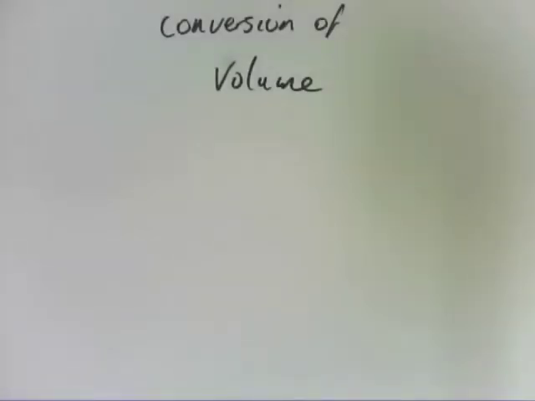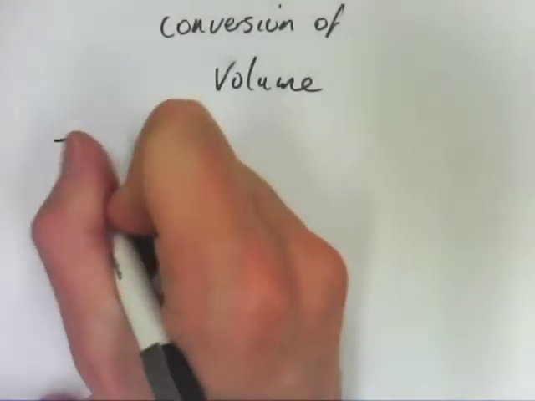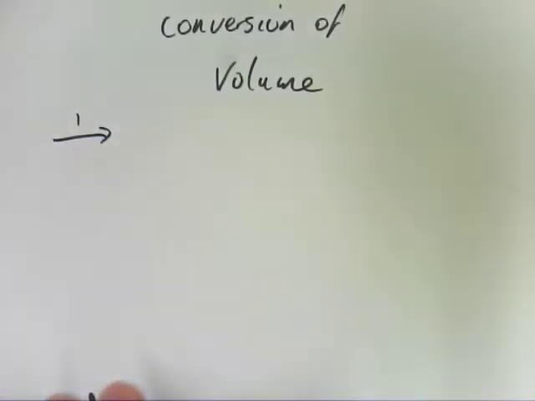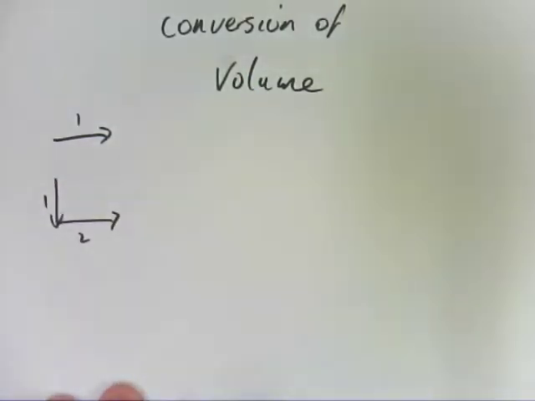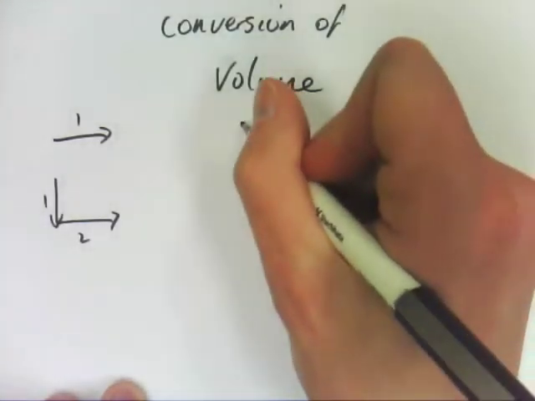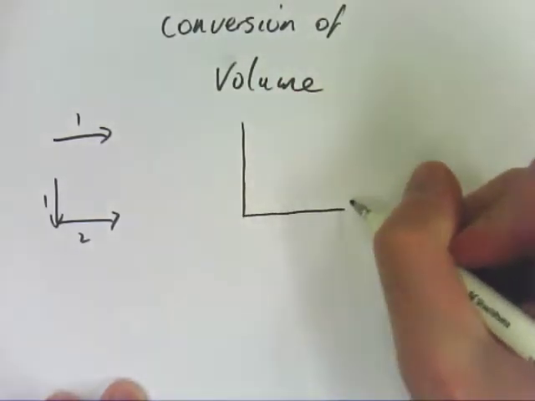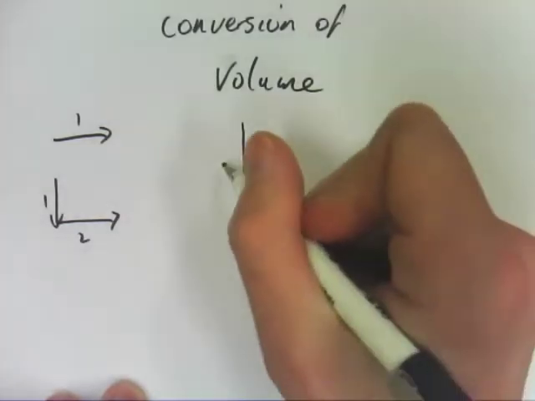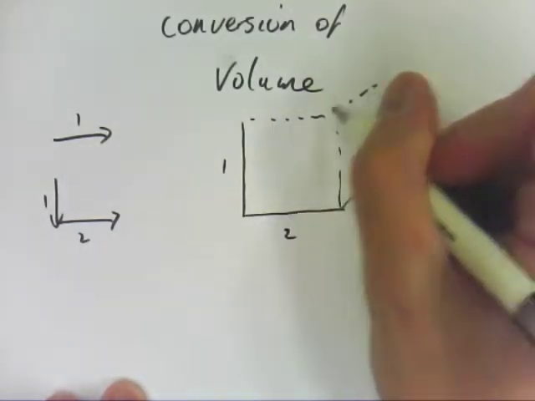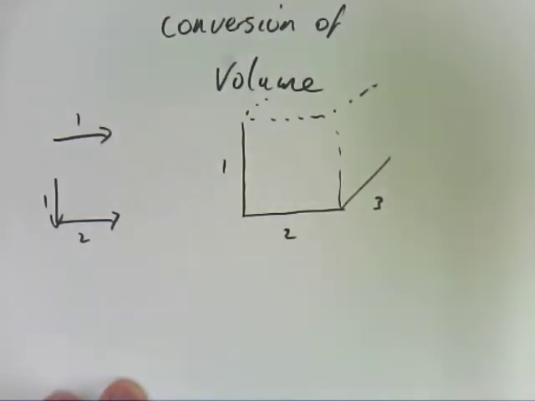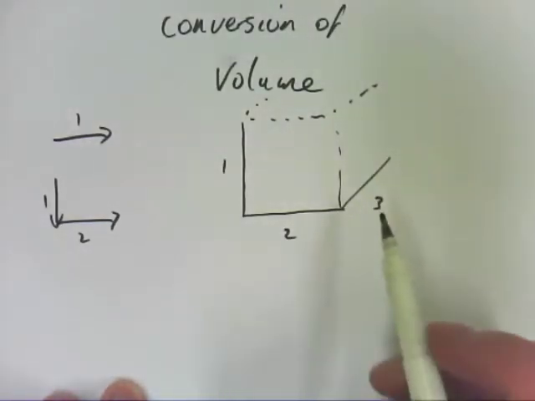In a previous video we talked about the conversion of volume. When you're converting length you do it once. When you're converting area you do it twice. But when you're converting volume you actually do it 3 times. So 1, 2, 3. I'll just draw the rest of the picture so you can see what I'm talking about. So you're actually doing it 3 times.